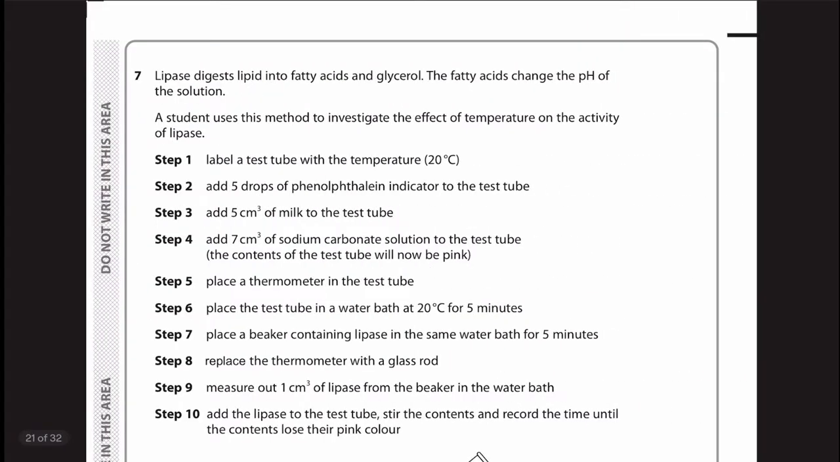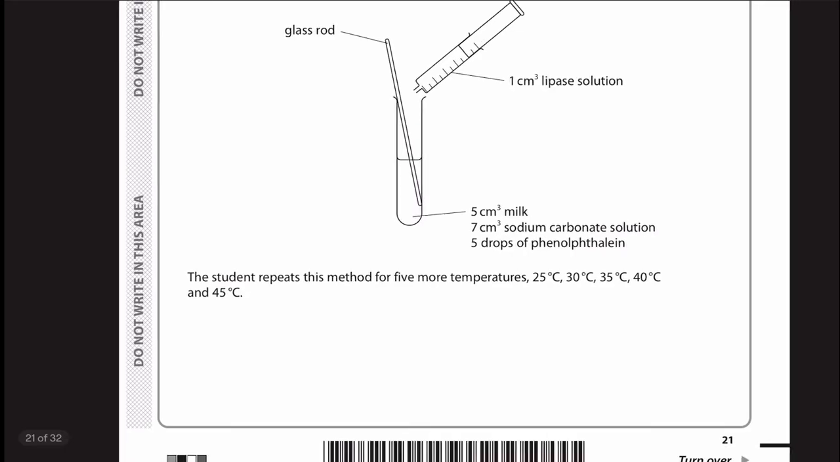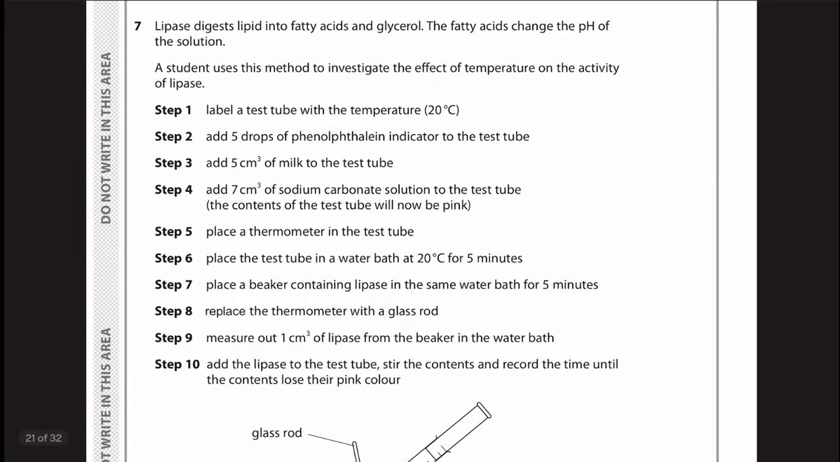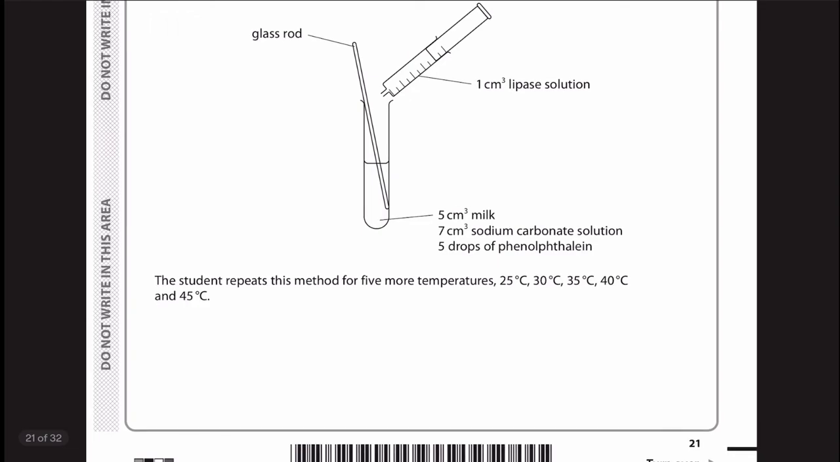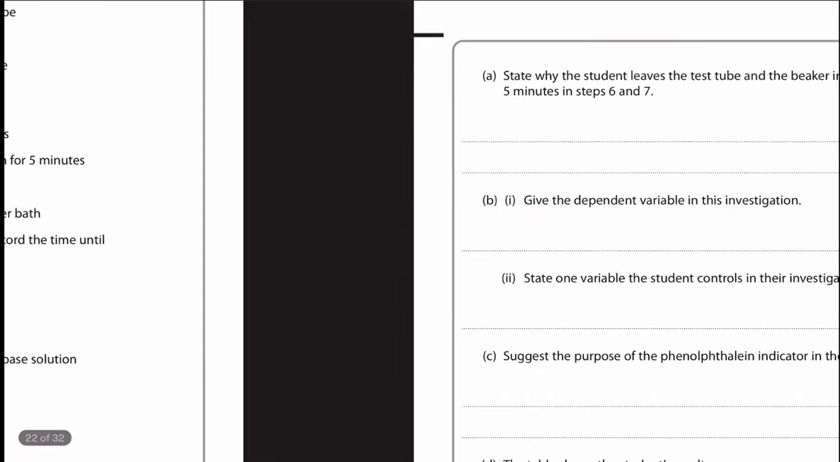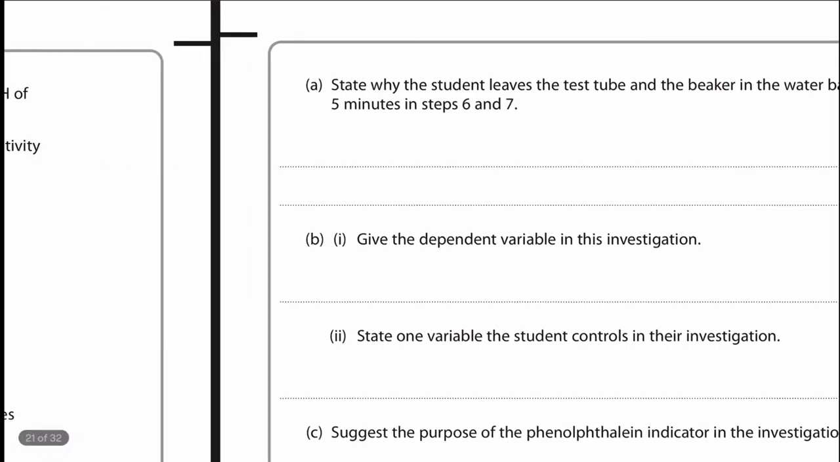So next one. Okay, lipase digests lipid into fatty acids and glycerol. The fatty acids change the pH of the solution. A student uses this method to investigate the effect of temperature on the activity of lipase. Here's the method. I'll look at it later. It's quite long, so I don't want to read it right now. The student repeats this method for 5 more temperatures. Okay, it's asking us, state why the student leaves the test tube and beaker in the water bath for 5 minutes in steps 6 and 7.